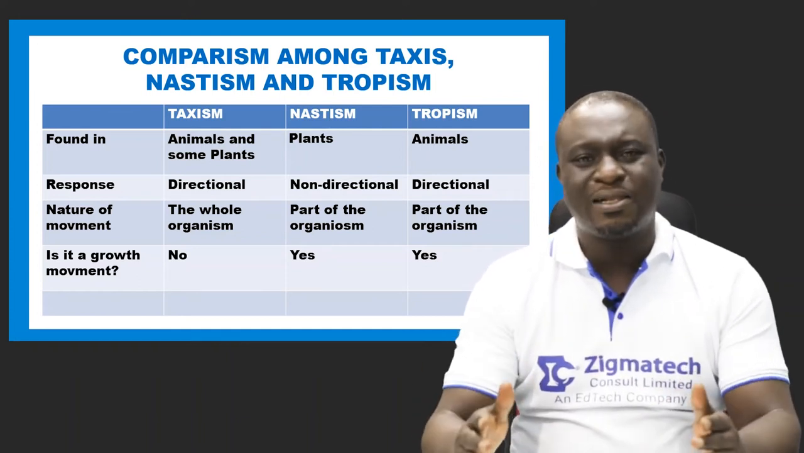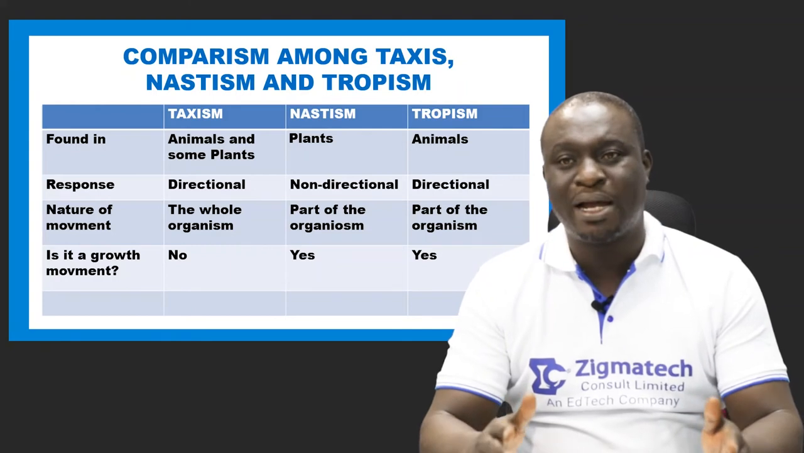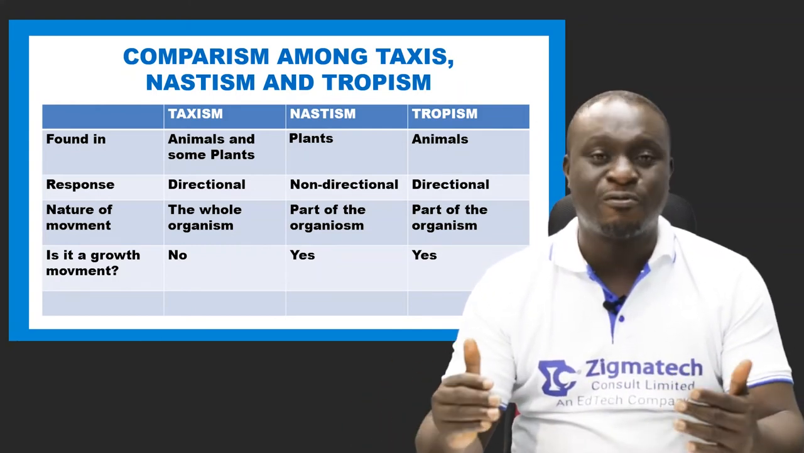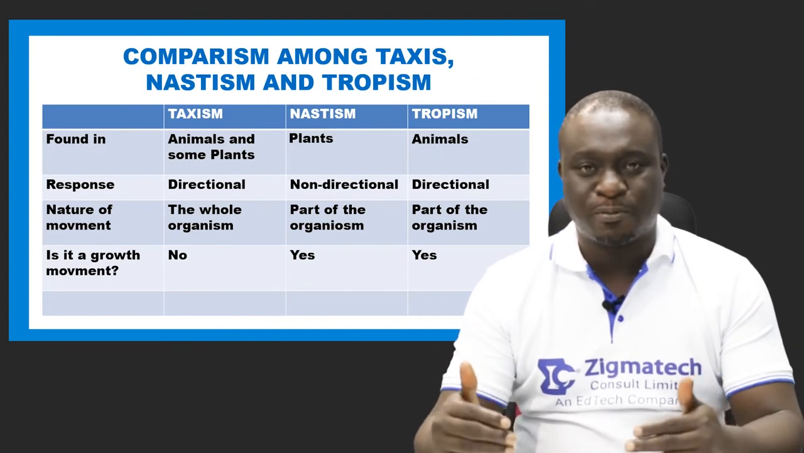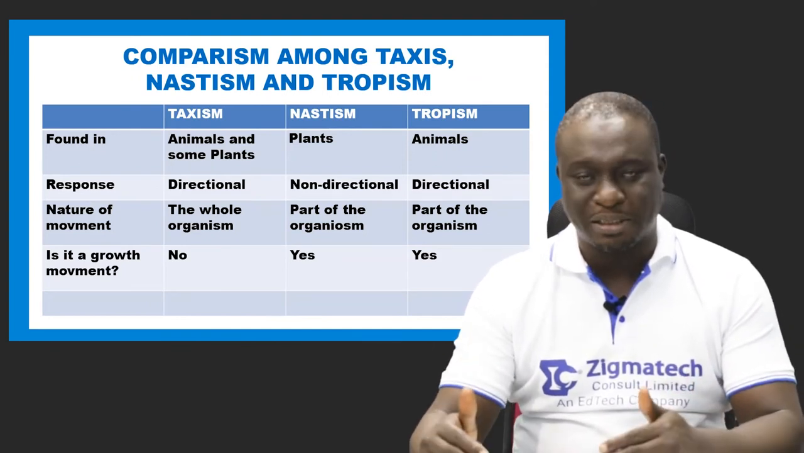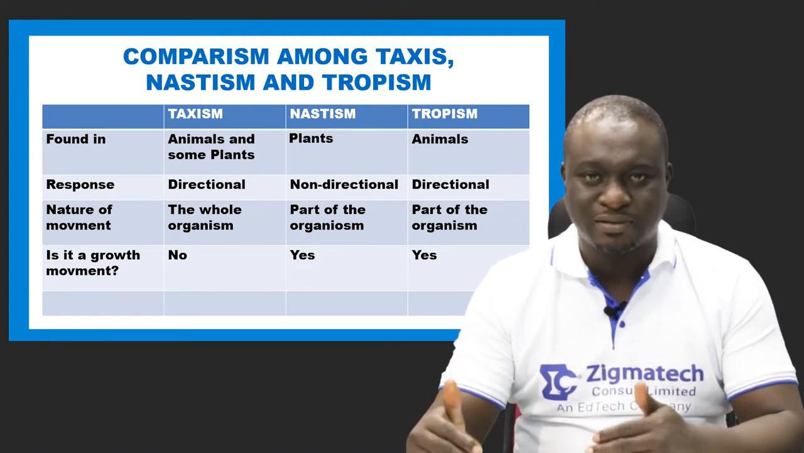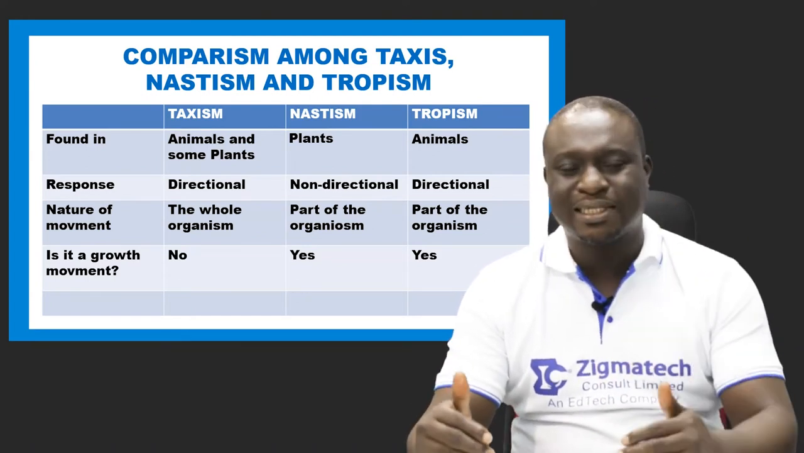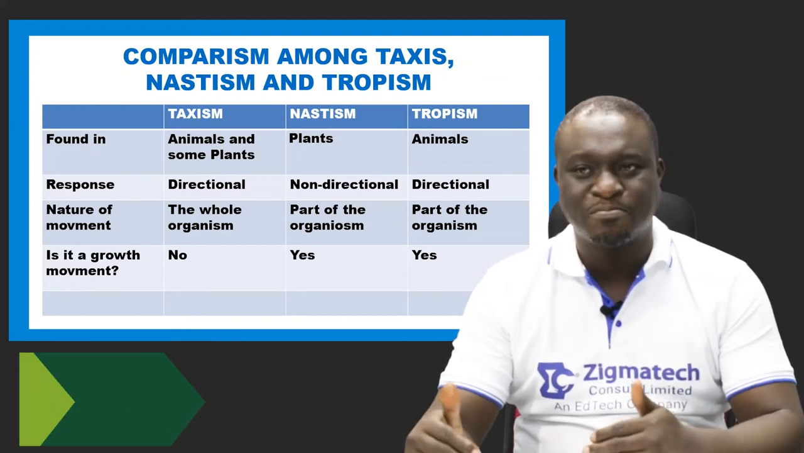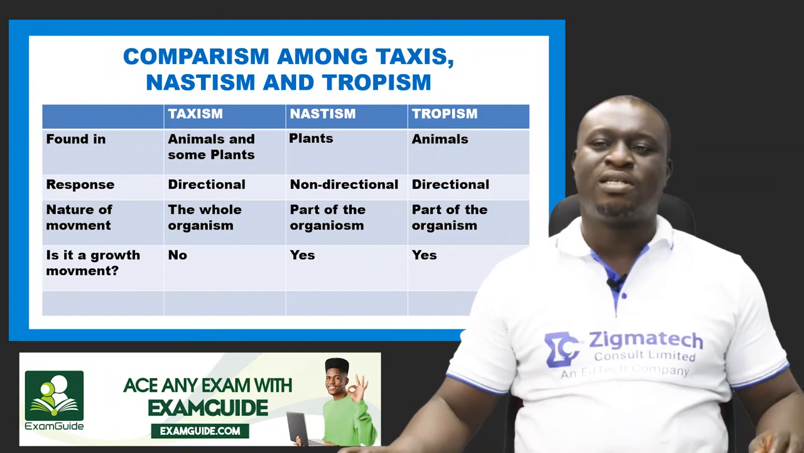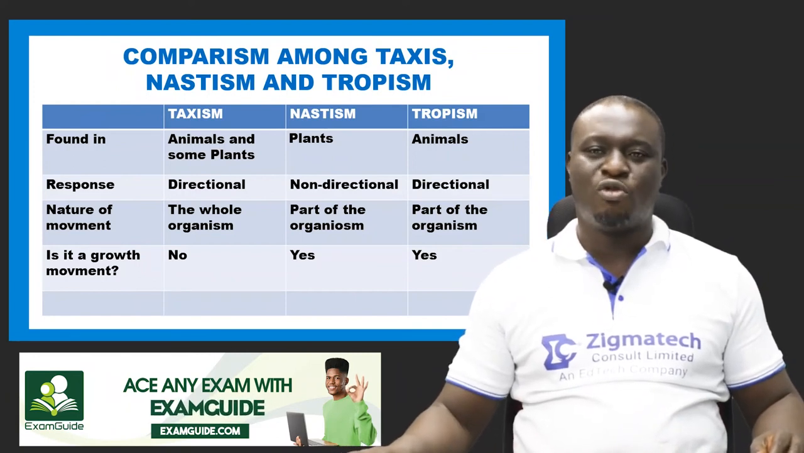The final parameter we can use to compare these three types of responses is whether the response or movement is a growth movement. Taxism is not a growth movement. Please take note of that. Taxism is not a growth movement. Nastism is a growth movement. And tropism is also a growth movement.